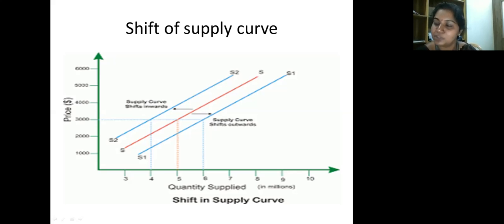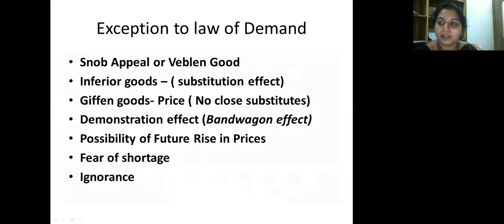You have to decide which one is correct: right, left, down, or up. That you have to see, and that is one area you have to check.